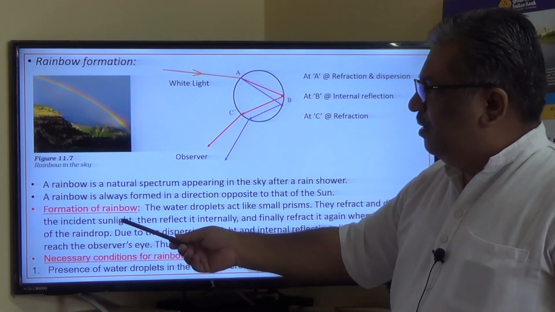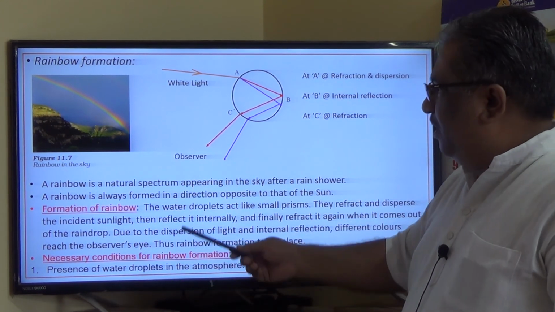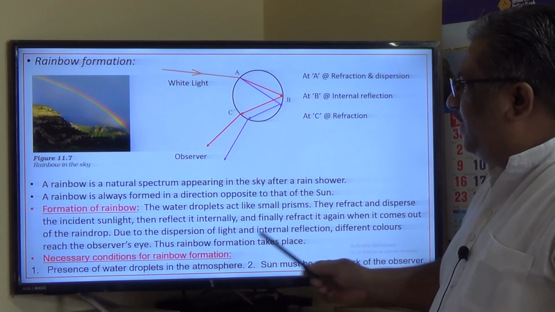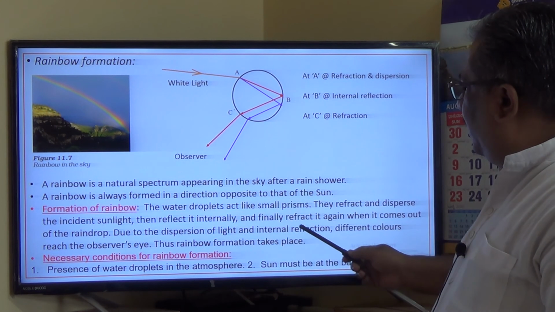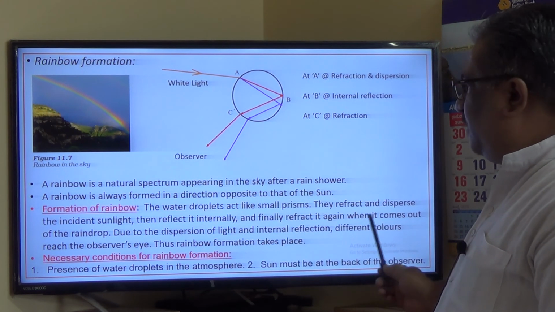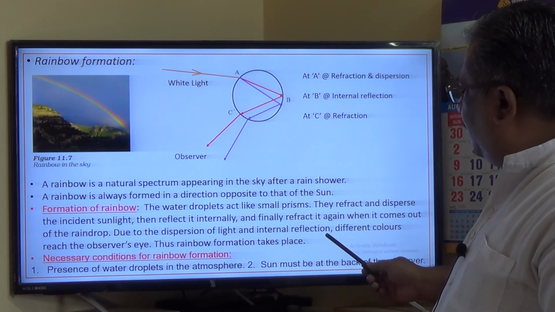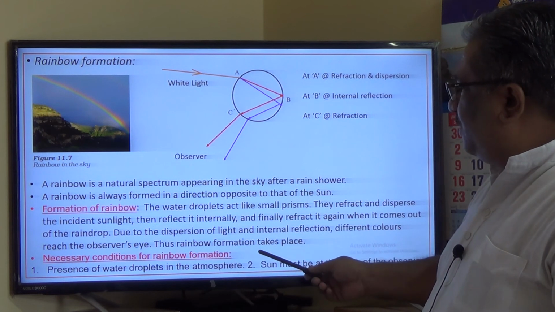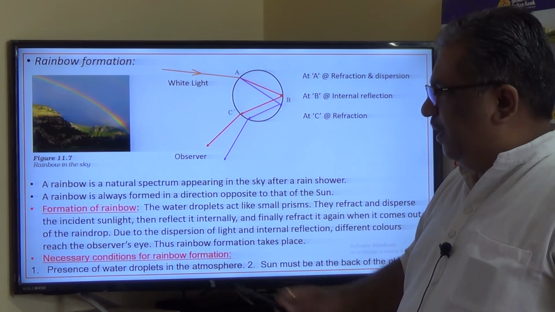So a question appears, explain the formation of a rainbow. The water droplets act like small prisms. They refract and disperse the incident sunlight, then they reflect it internally and finally refract it again when it comes out of the raindrop. Due to the dispersion of light and internal reflection, different colors reach the observer's eye, thus the rainbow formation takes place. This is the explanation for the formation of the rainbow.